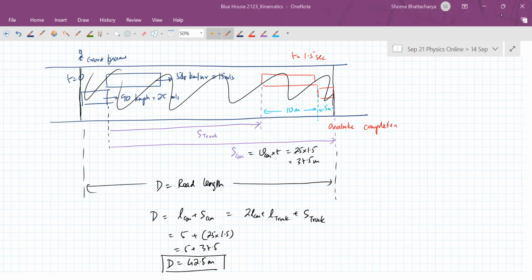Yes, sir. Actually, mine was coming 37.5. I forgot to add the second. But now you understood why you have to add the length of the car to that. Yes, sir, because it got ahead of the truck, and it covered its own length also. Another 5 meters. Yes, exactly. Okay.